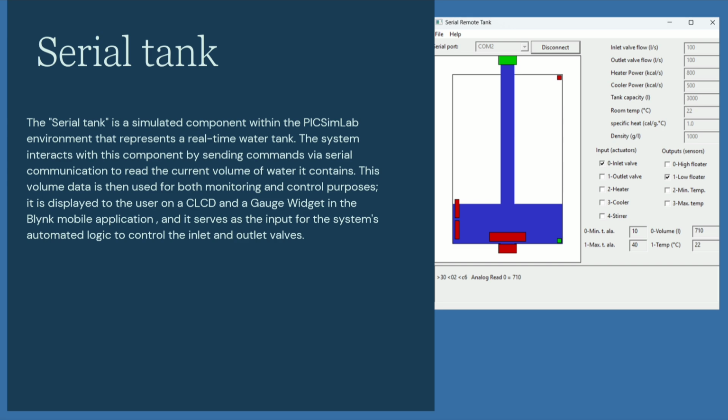We mainly used the virtual PicsimLab environment for the real-time water tank. In the virtual system, the components interface by sending commands, giving the real-time current volume of water. This volume data is used for both monitoring and control. It displays on the LCD and also in the Blynk IoT application, and serves as input for the automatic logic controlling the inlet and outlet valves. Here you can see the green color is the inlet and, down below in the output, the red color is the outlet.